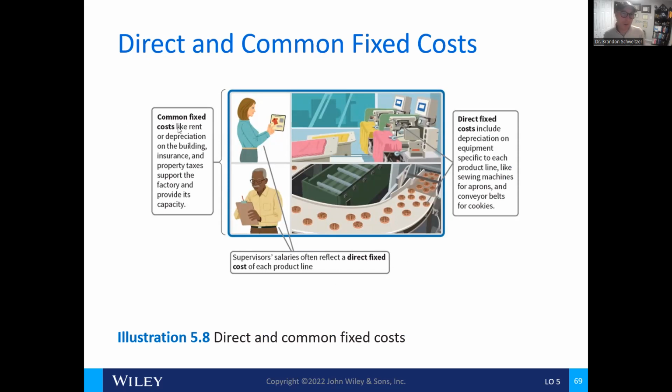Common fixed costs include things like rent or depreciation on a building, insurance, property taxes that support the factory and provide its capacity. The factory is a shared space. They don't just make one product line, they make multiple. So because it's a shared space, it's common and it's fixed cost.